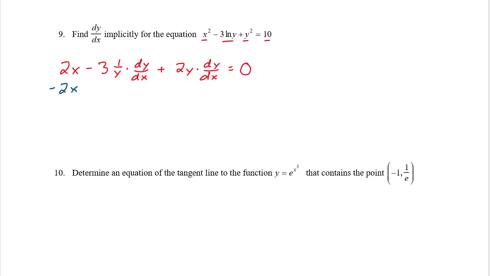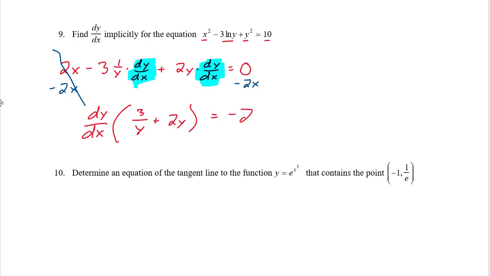So now my focus shifts to, how do I get dy over dx by itself? Well, first thing would be to subtract any term that doesn't have dy over dx over to the other side. And now notice I've got 2 terms that both have dy over dx, so what I could do is just factor that out since the 2x is now gone. And that would leave me a 3 over y plus a 2 times y being equal to the negative 2x. So for this one I might think common denominator, so multiply this one by y on top and bottom.